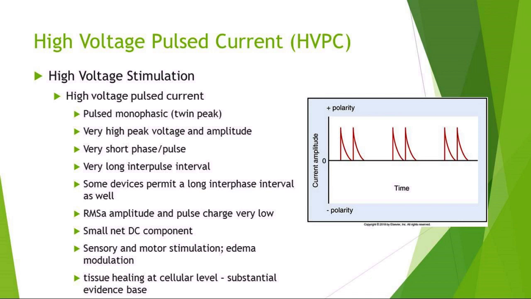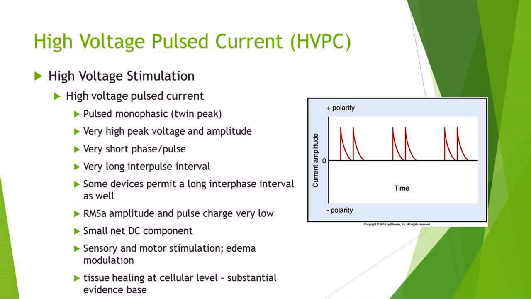High voltage pulse current is a pulsed monophasic. There's a twin peak and then a long interpulse interval. So you have high peak voltage and amplitude, short phase and pulse, and a long interpulse interval to let the charges dissipate, because there is a small net DC component, so you get a little bit of charge buildup. Some devices permit a long interphase interval as well as a long interpulse interval. So you have a big phase, long interphase, big phase, long interphase, then long interpulse interval.